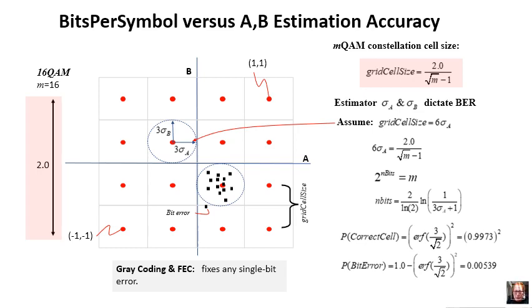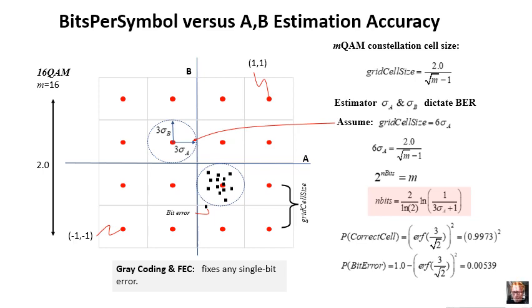We can set the grid size to 6 sigma as shown, and we know the fixed relationship between the number of bits per symbol and M. Using these 3 expressions, we can compute the bits per symbol as a function of the estimate sigma. This is a general expression for the bits per symbol, requiring only that we know the accuracy of the A and B estimation.